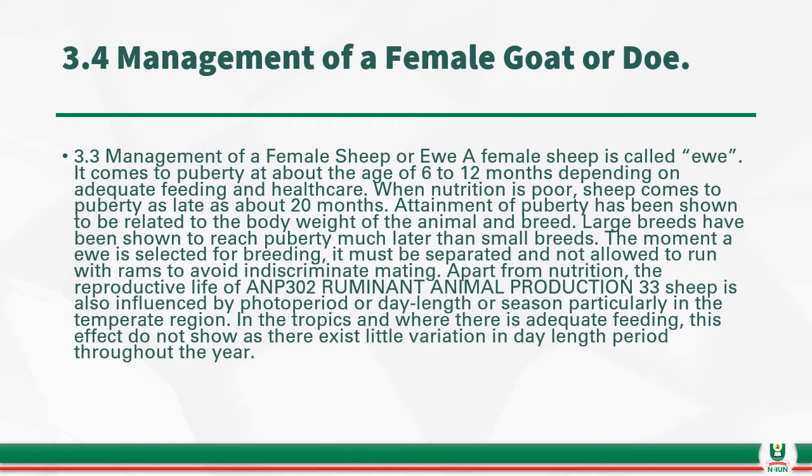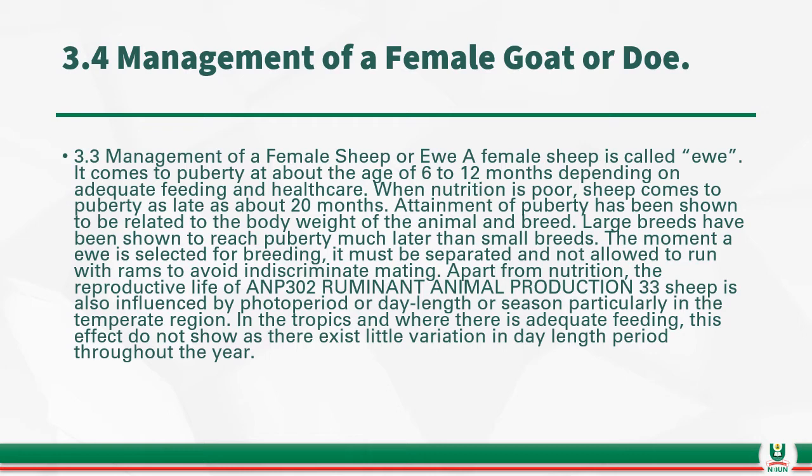Attainment of puberty has been shown to be related to the body weight of the animal and breed. Large breeds have been shown to reach puberty much later than smaller breeds. The moment an ewe is selected for breeding, it must be separated and not allowed to run with rams to avoid indiscriminate mating. Apart from nutrition, the reproductive life of sheep is also influenced by photoperiod or day length, especially in the temperate countries, or season.